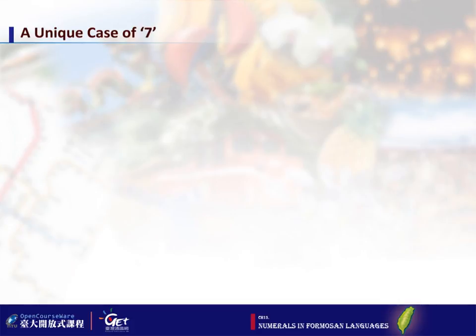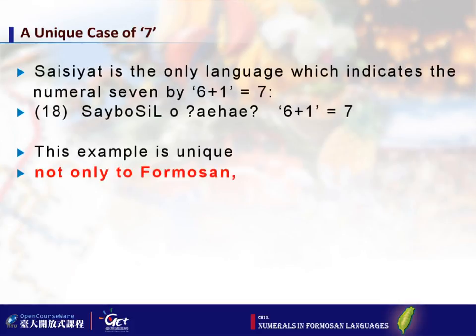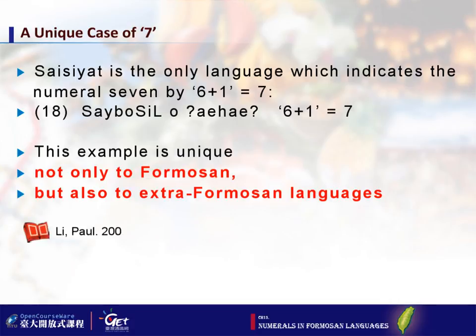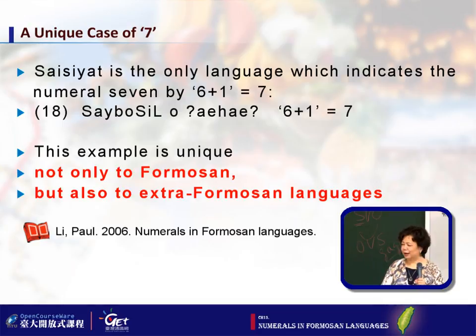And then we talk about the number 7 in Saixia. That's the only language and the only case where numeral number 7 is done by 6 plus 1.